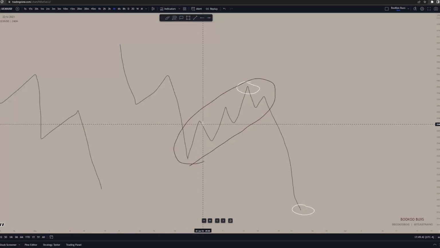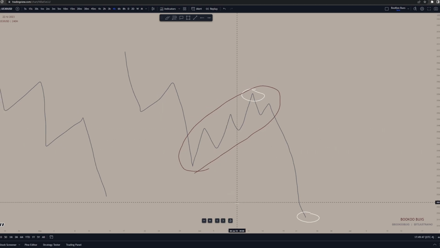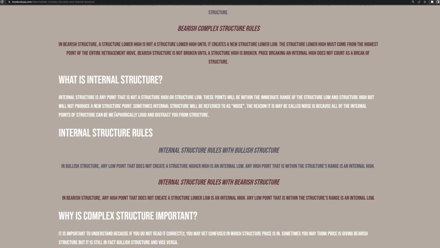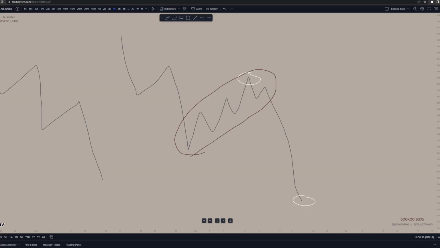The reason why this first lower high is not a true structure lower high is because it did not create a lower low. The second lower high can't be a structured lower high because it never created a lower low. Finally, price comes up here and it eventually makes a new lower low. So that has to be my new structured lower high because it is the highest point within the retracement. You guys got it? Yeah, so pretty much that's just a downtrend, uptrend, and just down.